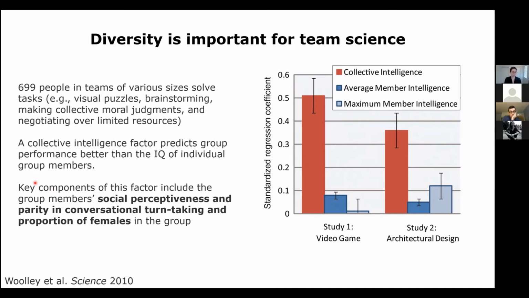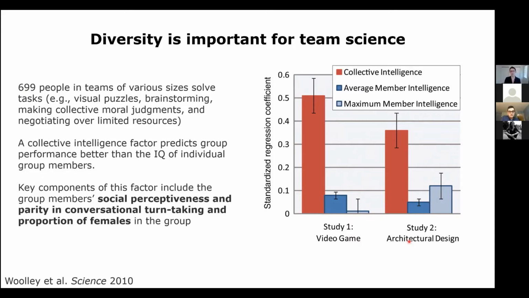And for me, everything is about the data. And so I want to show you a little bit of data. This one is about gender. It was done in the US in 2010. And in this study, what they did was to take 700 people, divide them into small groups, and ask them to complete a variety of tasks. For example, a video game, an architectural design challenge.